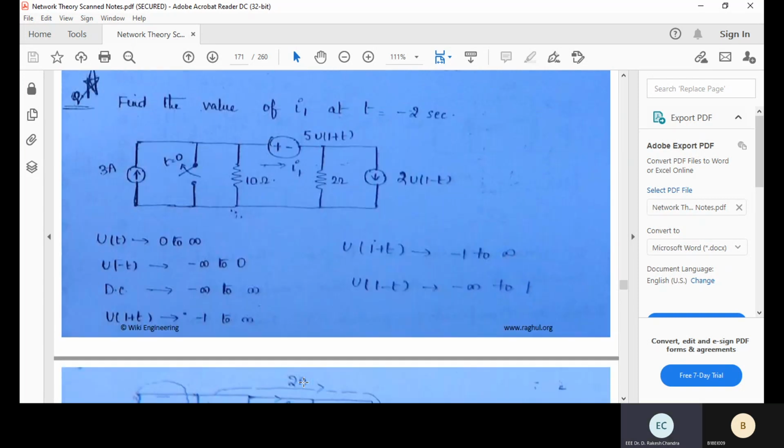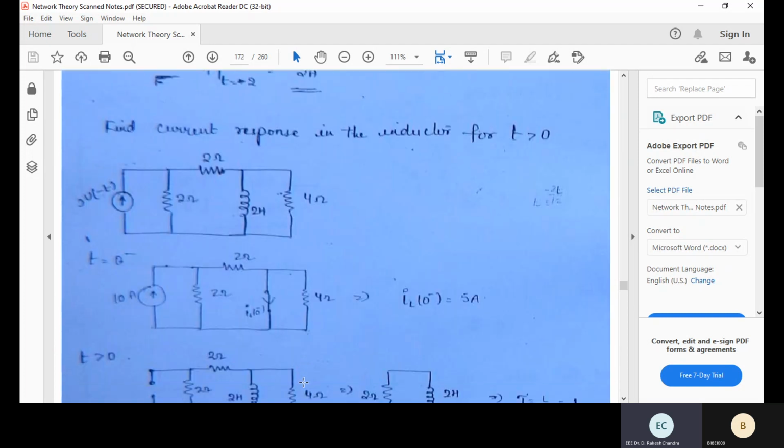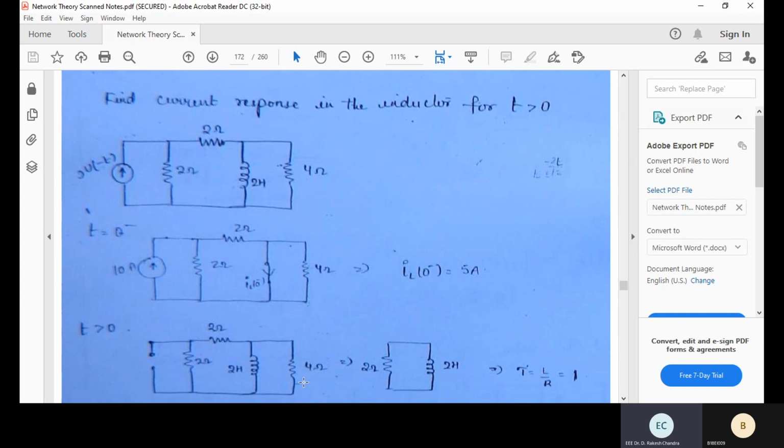I1 of t at t is equal to minus 2 seconds. What do you mean by t is equal to minus 2 seconds? The switch is opened at t is equal to 0. Prior to that, 2 seconds before, what is the response? So like that, find the current response of the inductor for t greater than 0.